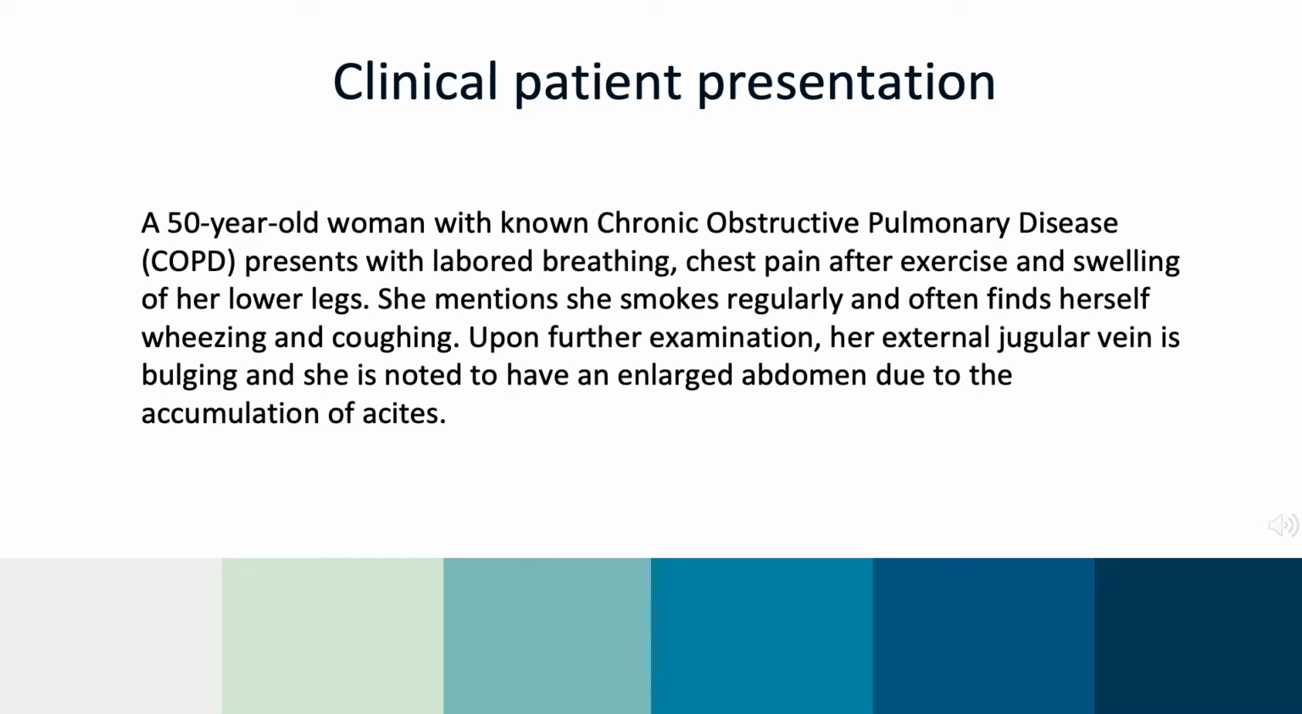Here is a clinical patient presentation. A 50-year-old woman with known chronic obstructive pulmonary disease, or COPD, presents with labored breathing, chest pain after exercise, and swelling of her lower legs. She mentions she smokes regularly and often finds herself wheezing and coughing. Upon further examination, her external jugular vein is bulging, and she is noted to have an enlarged abdomen due to the accumulation of ascites.